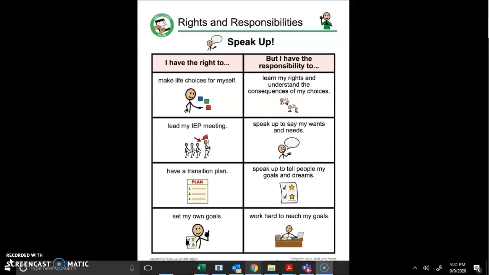Responsibility is defined as a duty or a task that you are required or expected to do. A responsibility could be you're working at a job and your job is to take out the trash.